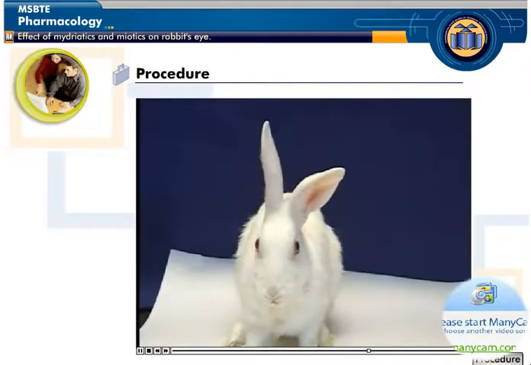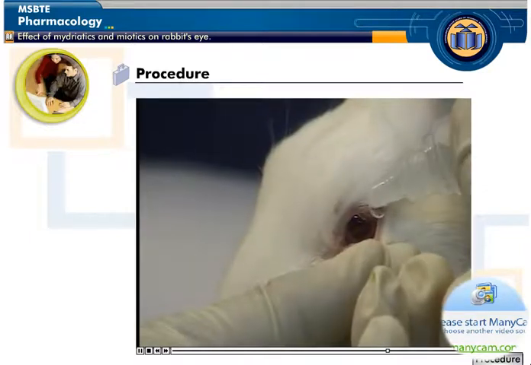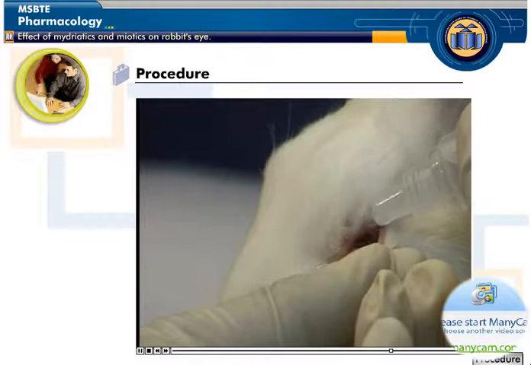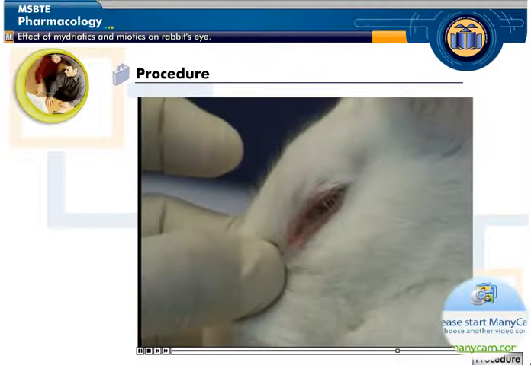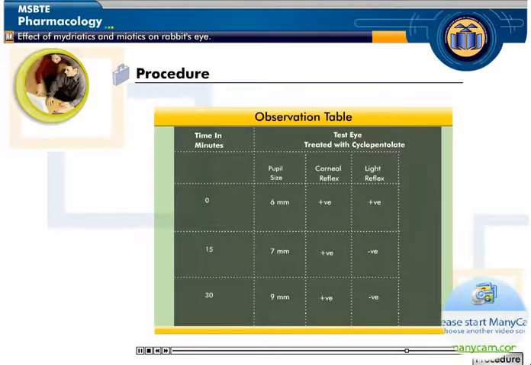For studying the mydriatic effect, use the same animal after allowing a time gap of 24 hours to wear off the effect of the earlier drug used. Instill 2 to 3 drops of cyclopentolate solution in the test eye. Apply slight pressure with a finger on the medial canthus to avoid nasolacrimal drainage of the drug. Measure the pupil size in both the eyes at an interval of 15 minutes up to 1 hour.